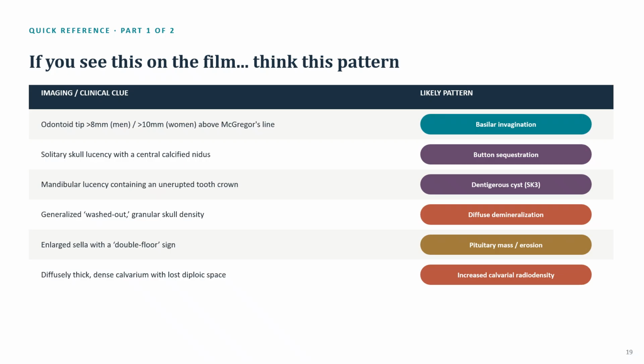If the entire skull looks less dense or somewhat washed out on our imaging, we might think of demineralization. If we're seeing an enlarged sella turcica and we have that double floor sign appearance, it could tell us that there might be some type of pituitary mass or some sort of erosion going on.